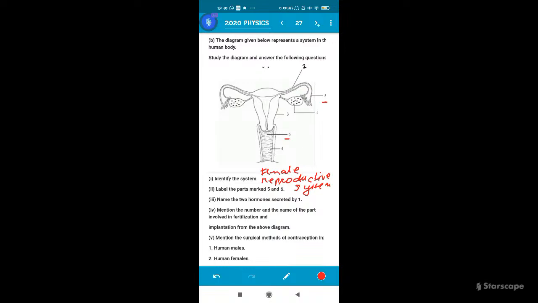Name the two hormones secreted by one. So one is the ovary, and what are the two hormones which are secreted by ovary? Estrogen and progesterone, the main female hormones. This will be the answer. Again, make sure that you're writing the spellings correctly.